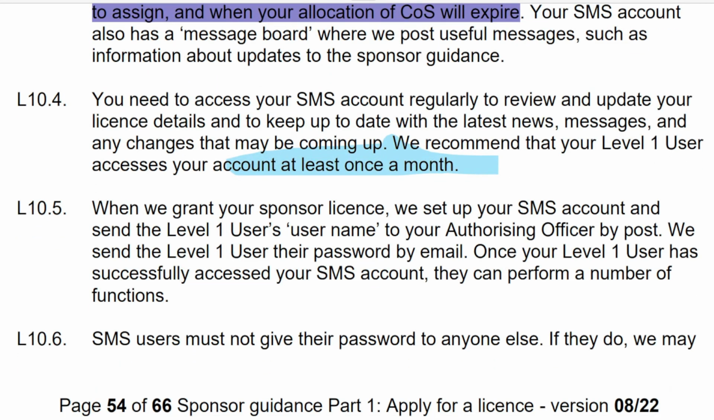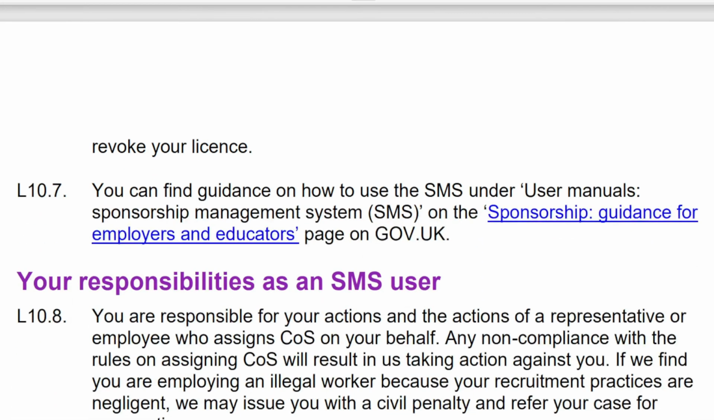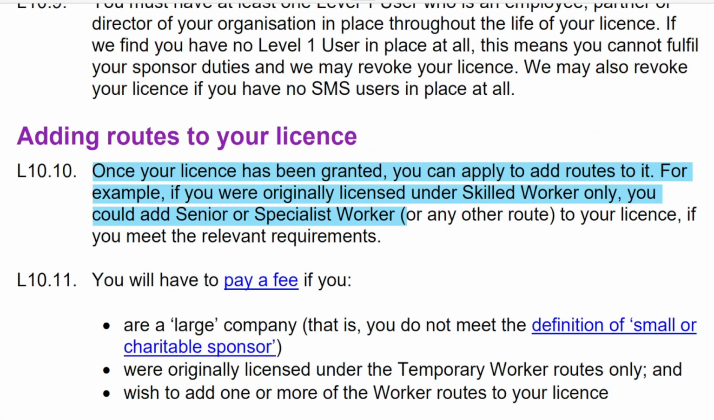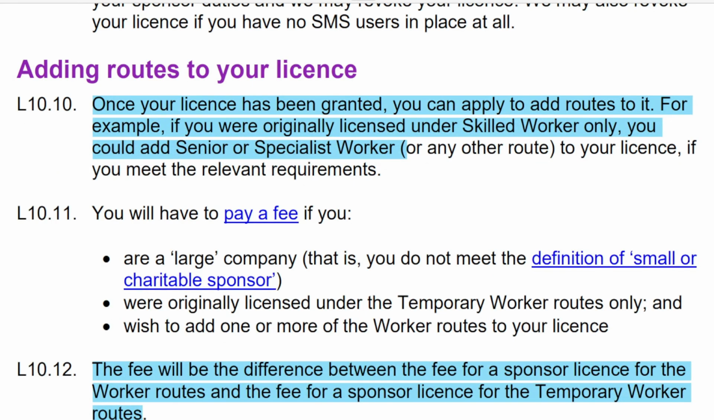It is recommended that a level 1 user must access the account at least once a month so they know that what they are doing is correct, and so they can get access to any messages sent by the Home Office.